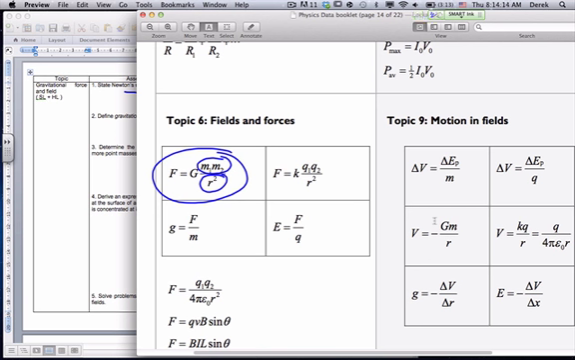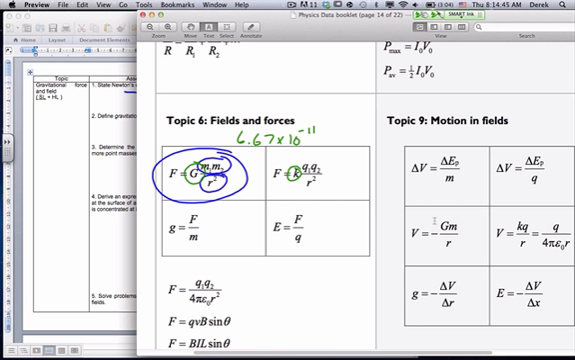The G is our universal gravitational constant. You can find that in the front of your data booklets. It's about 6.67 times 10 to the negative 11. It's actually quite a very small constant. We're going to compare it to our Coulomb's constant, which you're going to see is much larger. But we have this: the product of the masses divided by the radius squared.